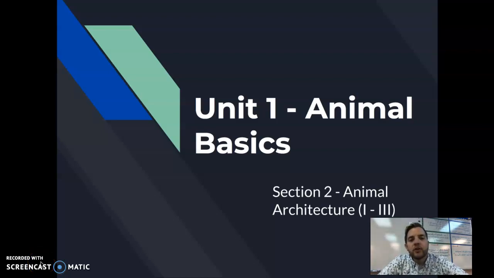Today we are going to be doing Unit 1, Animal Basics, Section 2. And we're not going to do all, it says Animal Architecture Parts 1 through 3. We're only going to cover Parts 1 and 2 for our homework tonight. We'll finish up Part 3 in class next time because it's a little bit more complicated, so I want to make sure I'm there with you guys and can actually work it out on the board and show you what we're talking about, okay? All right.